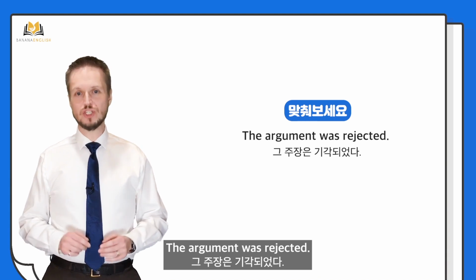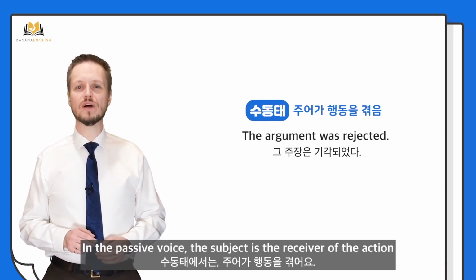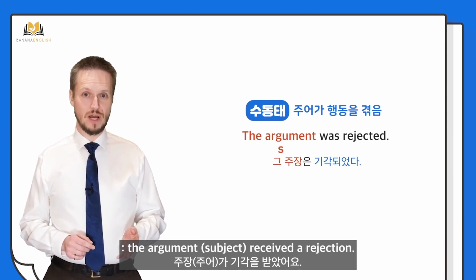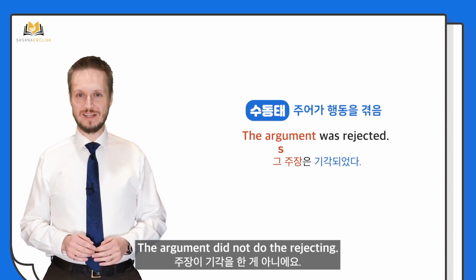The argument was rejected. This is a passive voice. In the passive voice, the subject is the receiver of the action. The argument, subject, received a rejection. The argument did not do the rejecting.